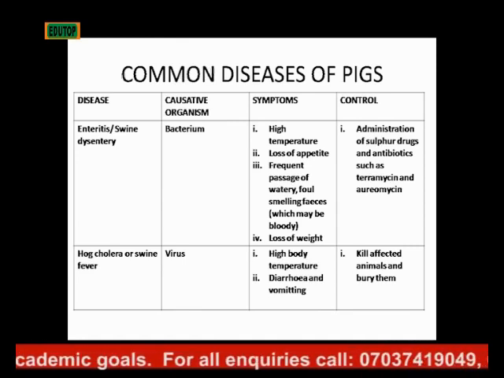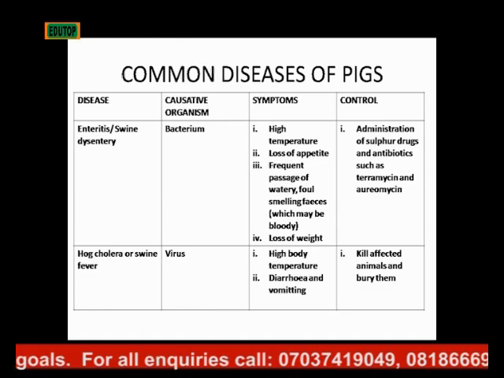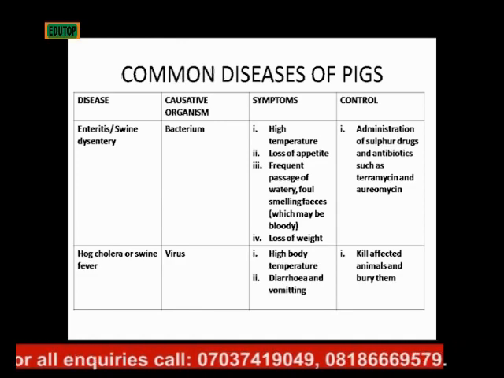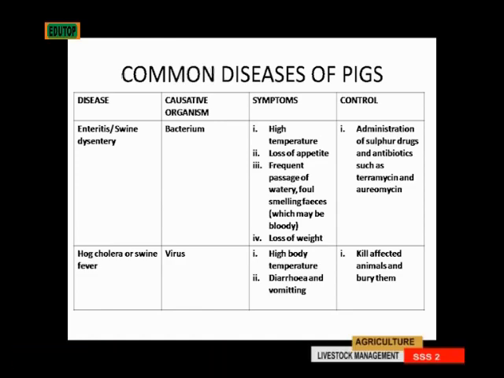The next disease of pig is the hog cholera, or what we call swine fever. This is caused by a virus, and the symptoms include high body temperature, then diarrhea and vomiting. How do you control swine fever? Just kill infected animal and bury them. Isolate them. Kill it and bury it so that it doesn't contaminate your other pigs.